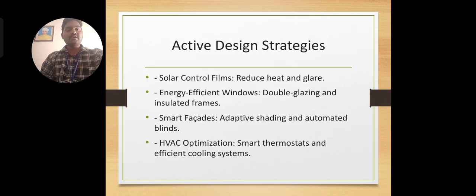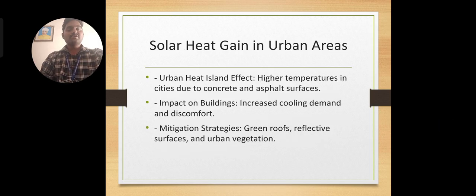And the next one is active design strategies. Solar control films reduce heat in glazing, along with energy efficient windows, double glazing and insulated frames. Likewise there are smart facades and adaptive shading, where automatic blinds exist, and HVAC optimization with smart thermostats and efficient cooling systems. And the next one is the urban heat island effect.